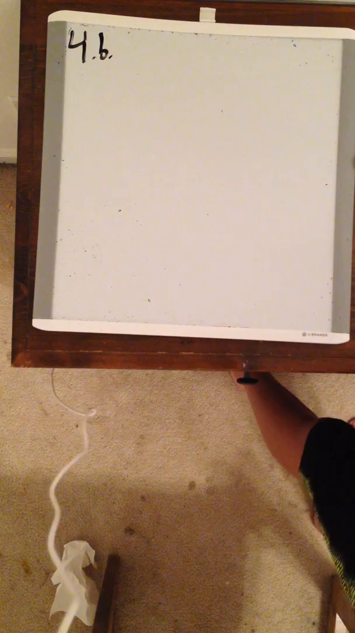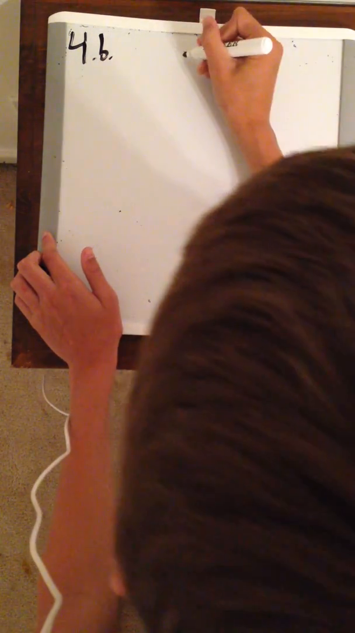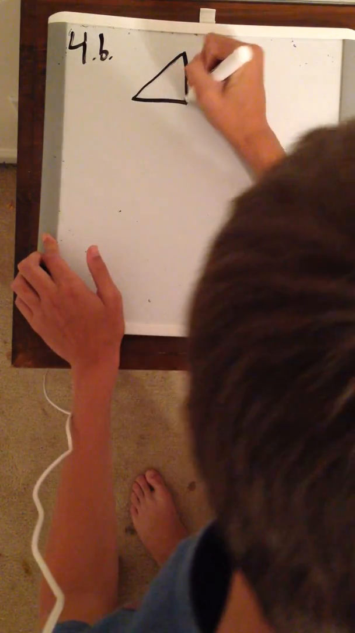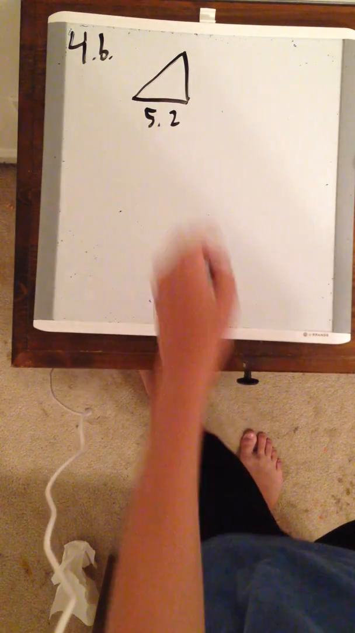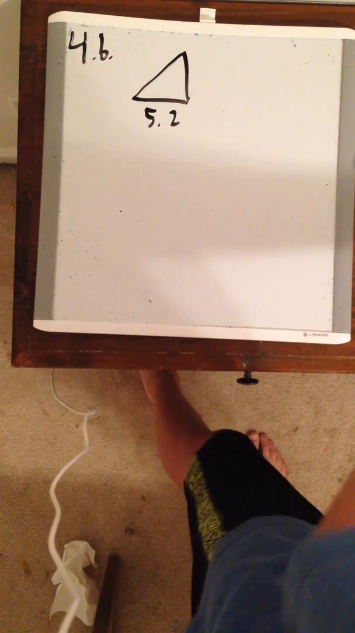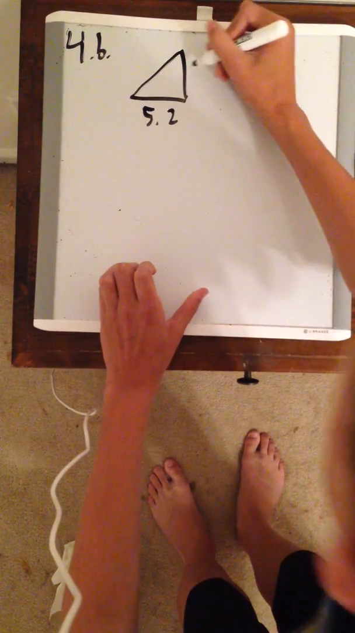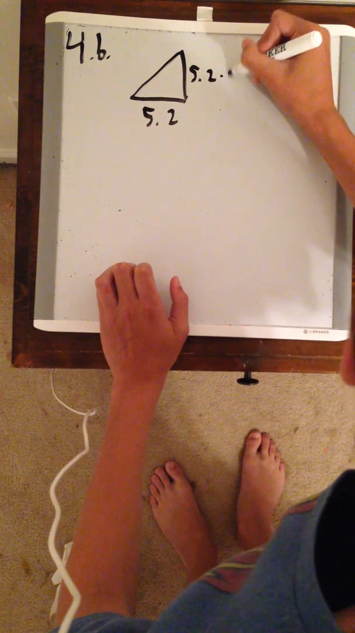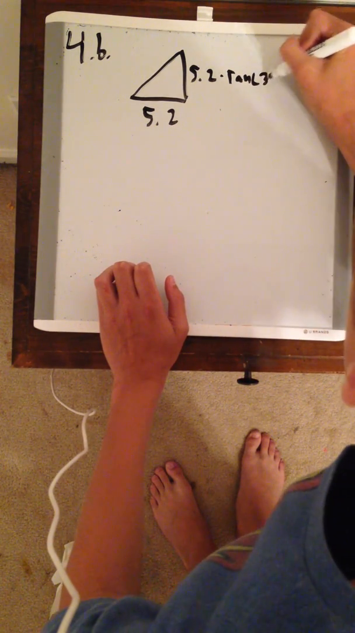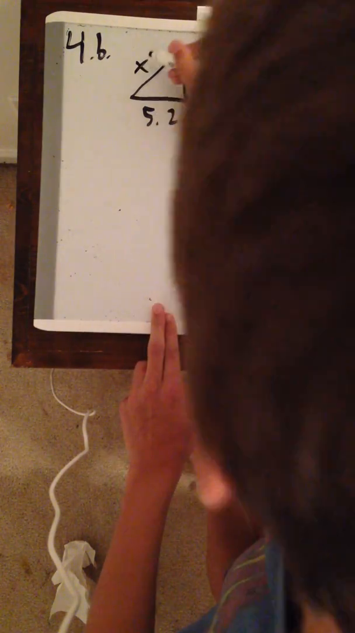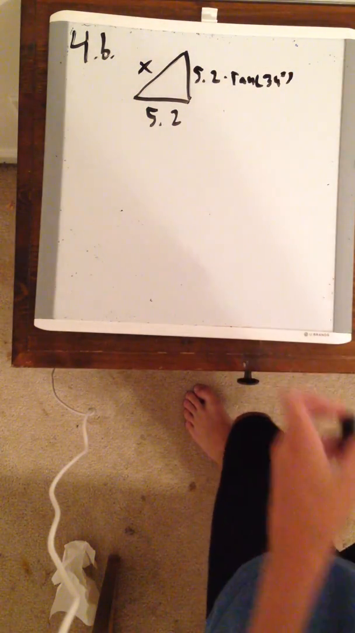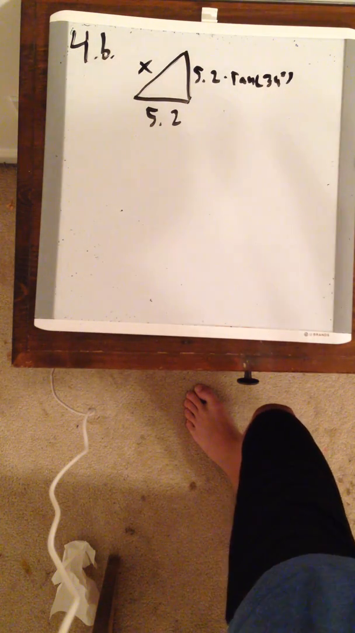Okay, 4b. So, it says, how far is the missile from the observer? So, let's draw, like we did last time, 5.2, and we have to know how far the missile is from the observer. So we're going to have to find this value right here. And since we found the last side, we know it's 5.2 times tangent of 34 degrees. We know that. So we can use Pythagorean theorem like in the last problem.